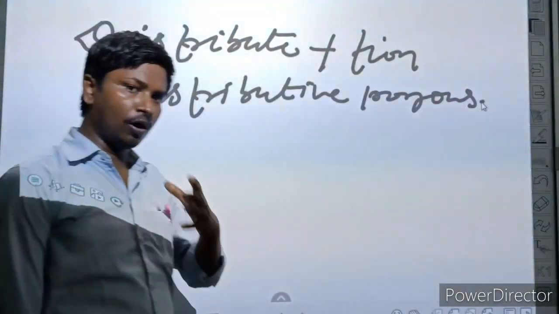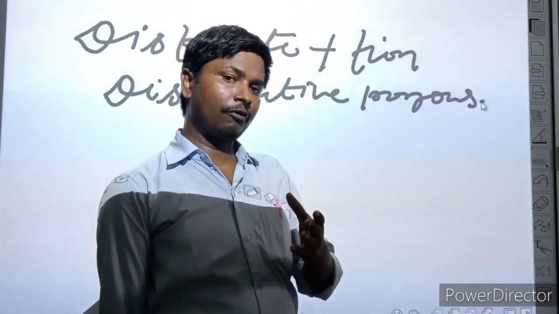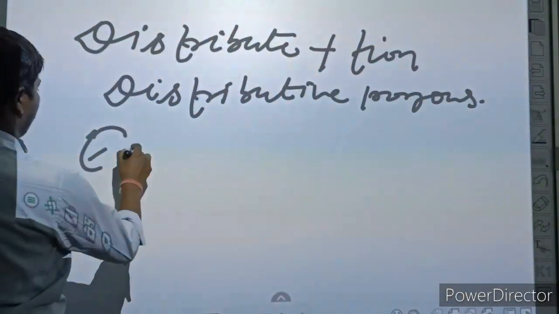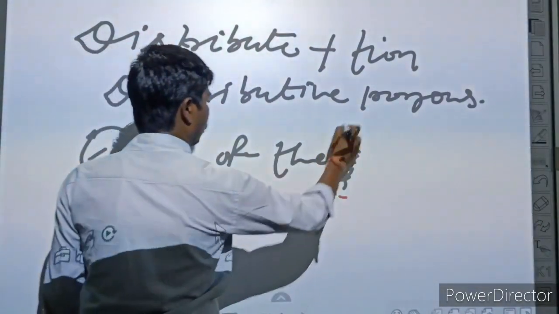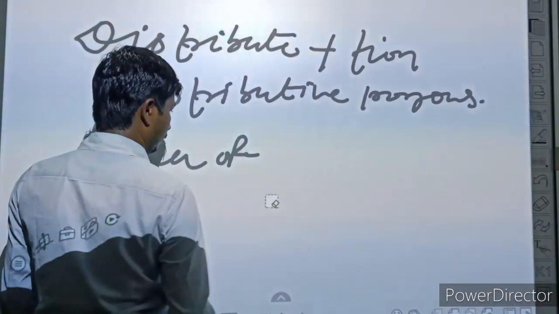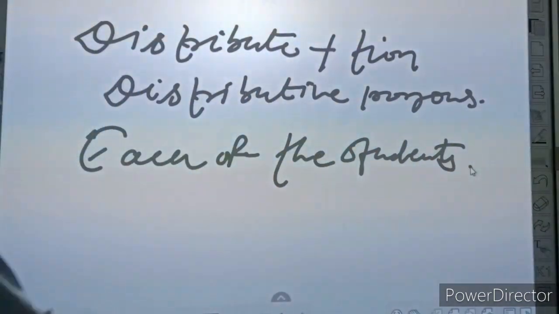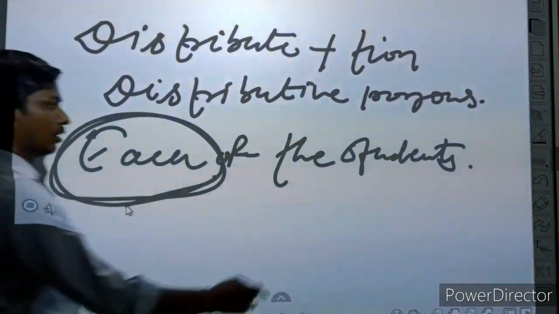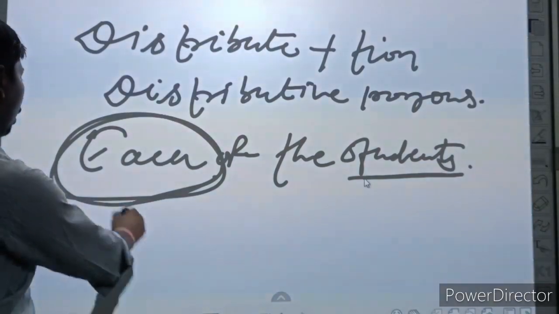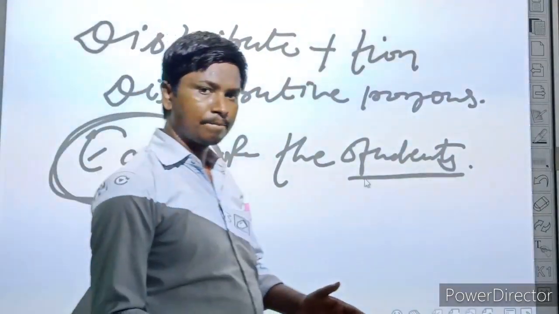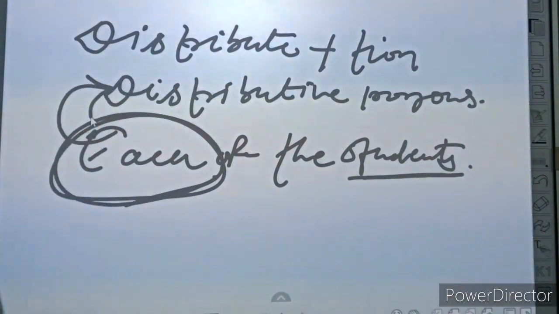Each of the boys or each of the girls in the class would be given a very good prize if he or she does very well in the examination. Here, each of the students, each one. Here student becomes a plural number. There are many students and among them each one has to be given some prize, and when that prize is distributed among each one, then it can be said that it is a distributive pronoun.